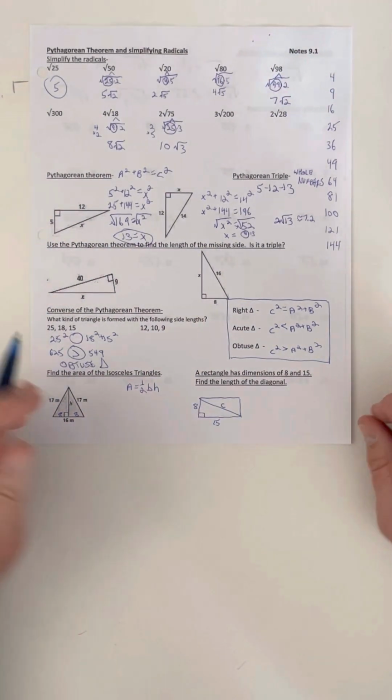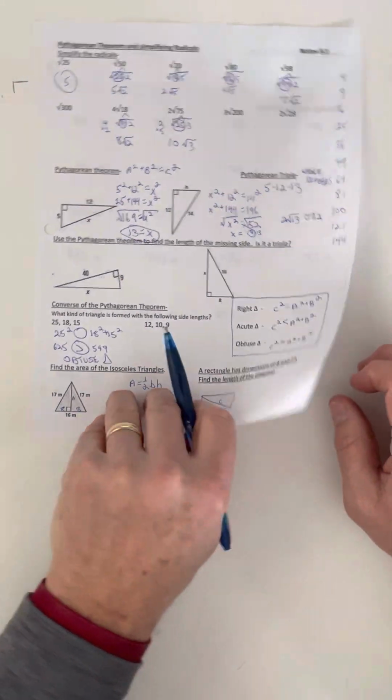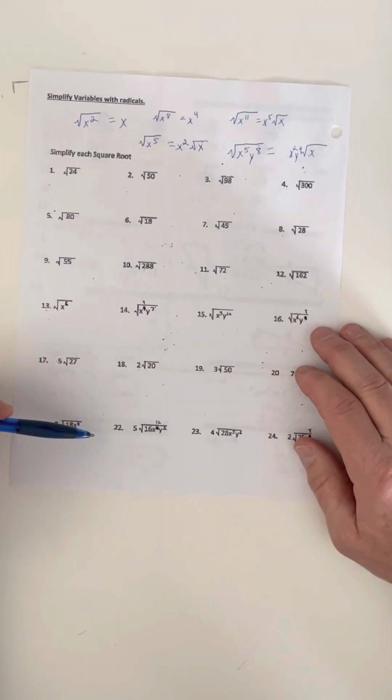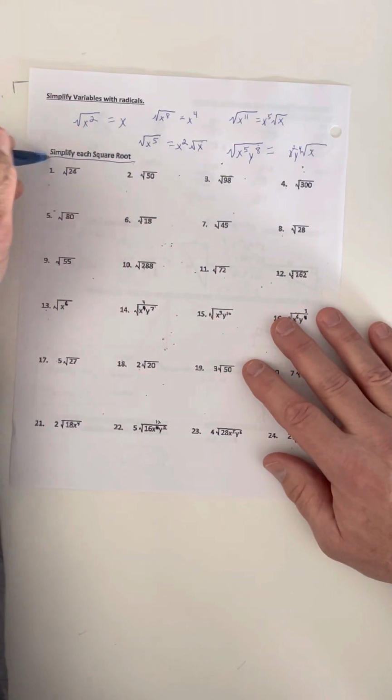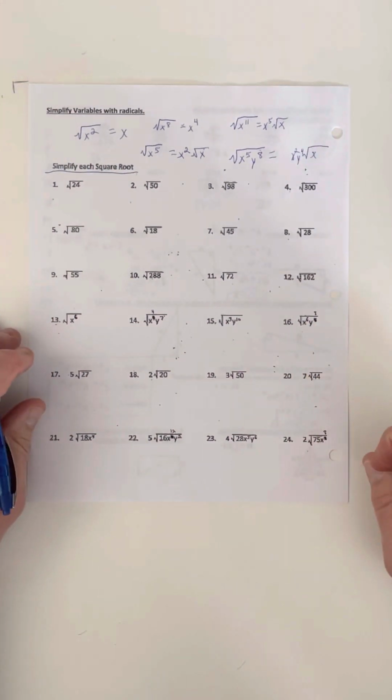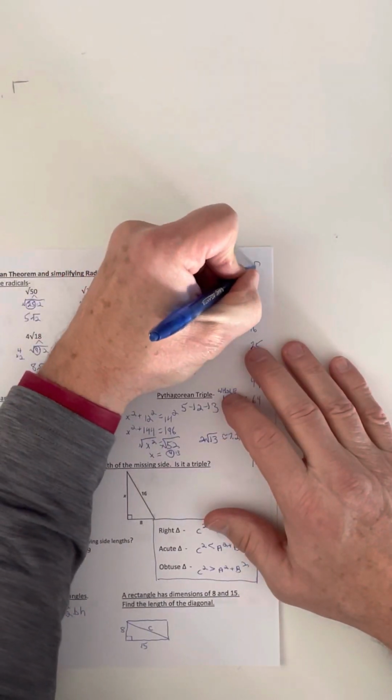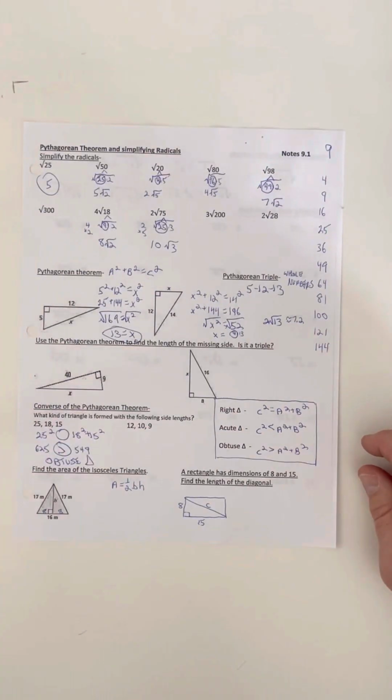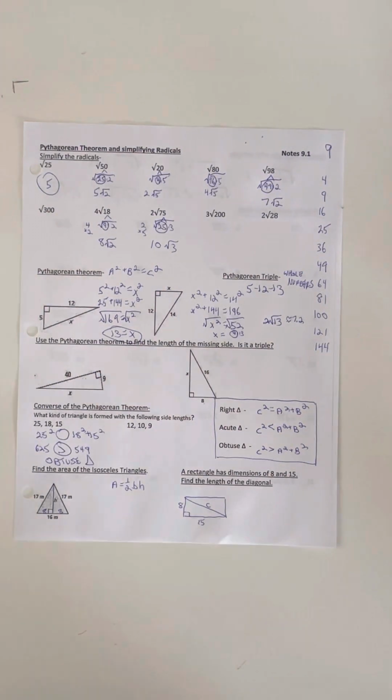So go ahead and finish the front of this. Make sure you understand it. Finish the back, simplifying all the radicals, all the square roots, and then start your homework in Big Ideas Math. This will be assignment number 9, and number 10 will be in Big Ideas Math. Thanks.